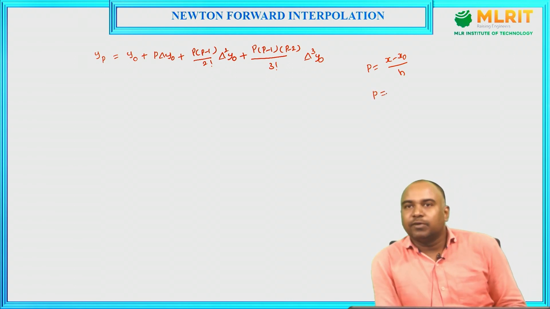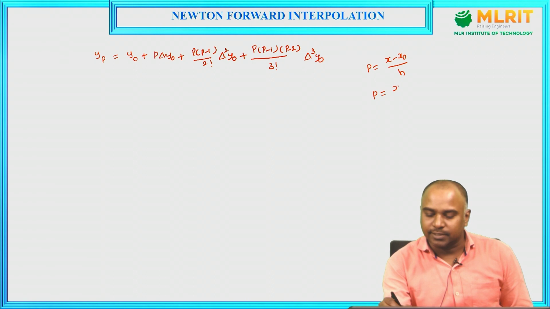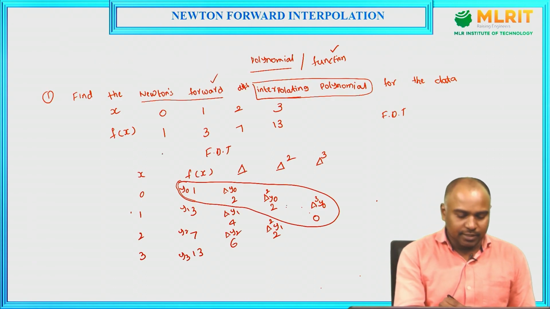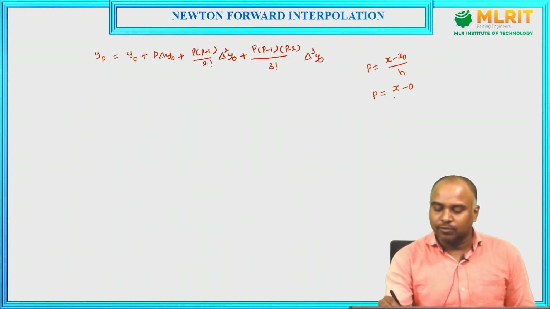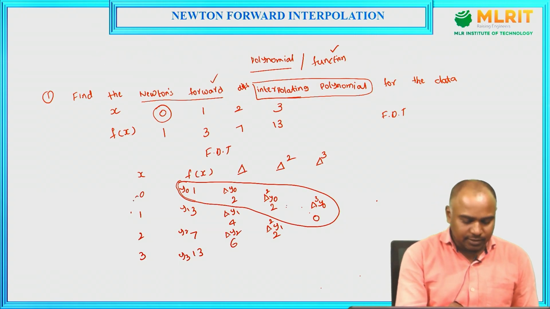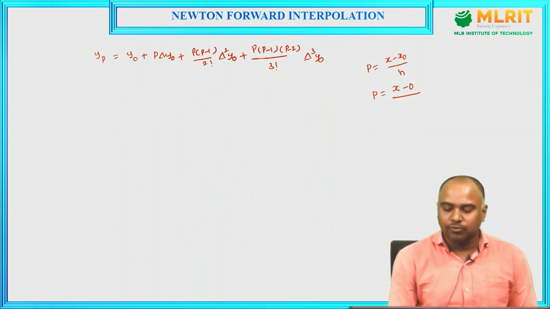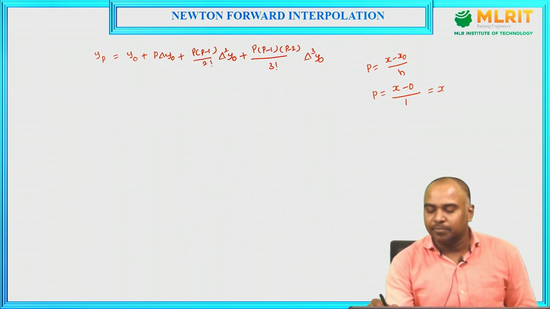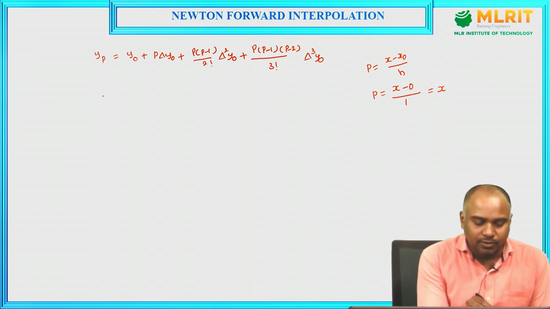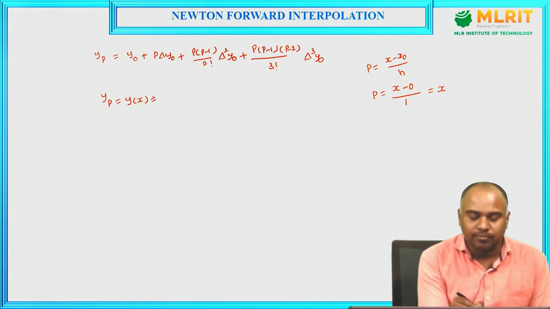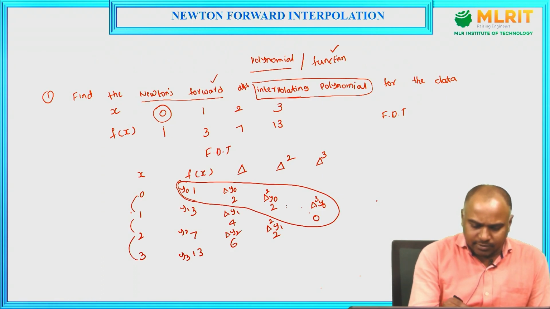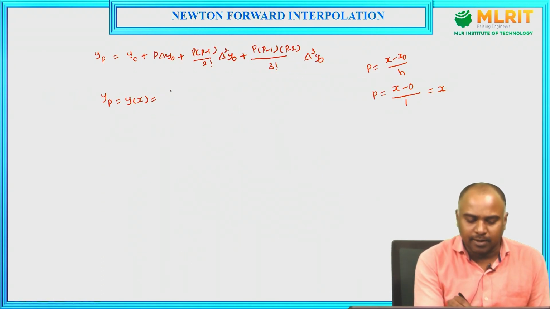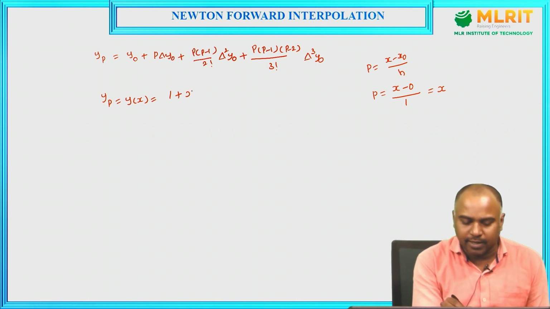Here we need to find the polynomial, so x is kept as it is, minus x naught. x naught is the starting value of x, that is 0. h is the difference between two successive values, 2 minus 1, 3 minus 2, which is 1. Therefore p is x. Substitute in the formula y p, or you can also call it the polynomial y of x, where y naught is the starting value of y, that is 1, and p is x.